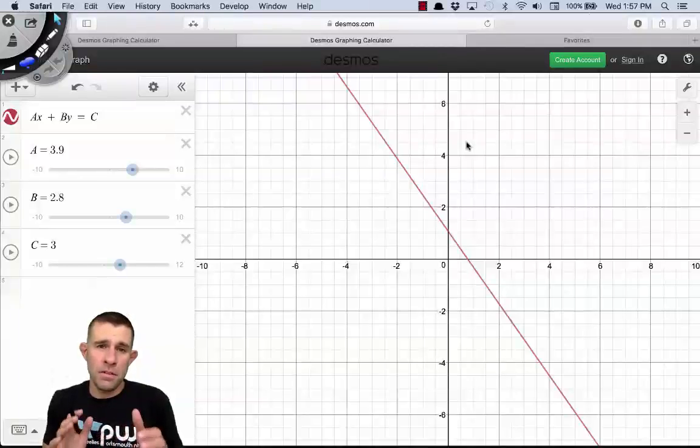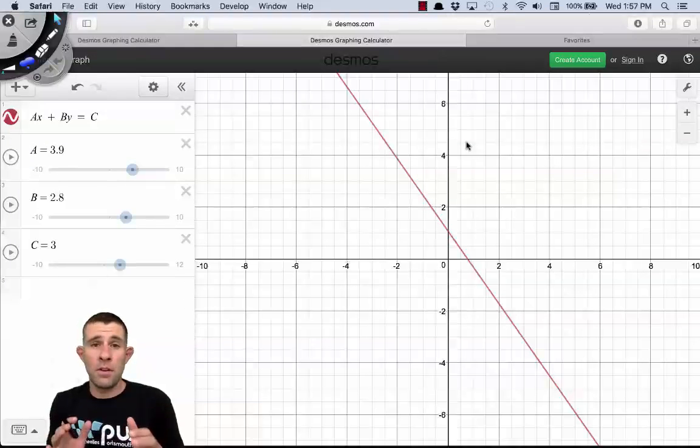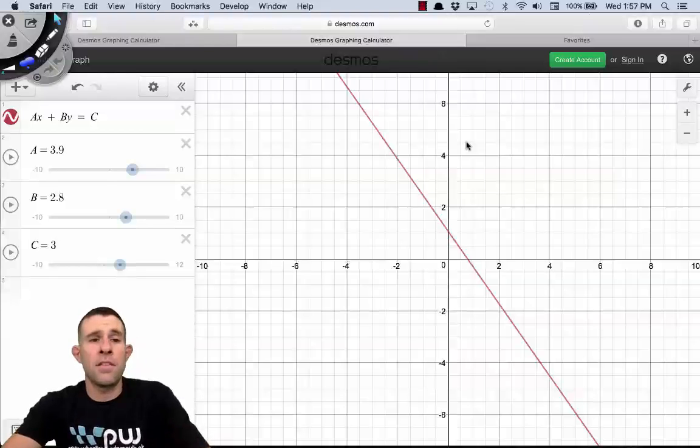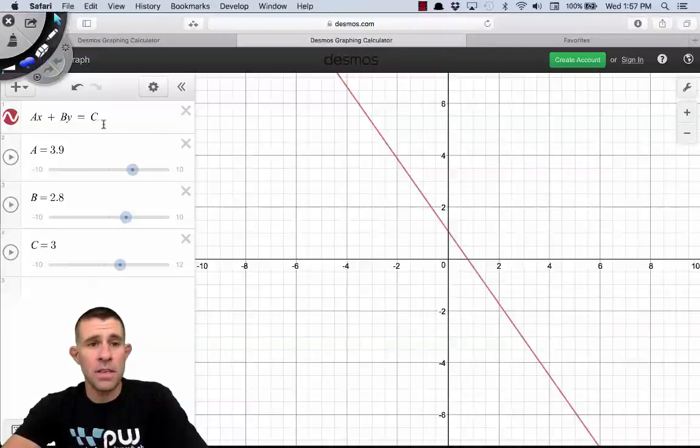Yesterday we developed our understanding of the standard form of an equation of a line. Today we're going to take a look at the graph of that standard form of an equation. So over here on the left hand side in box 1 we have our standard form Ax plus By equals C with sliders for A, B, and C. Remember, those are just constants. Those are numbers in for those letters there.